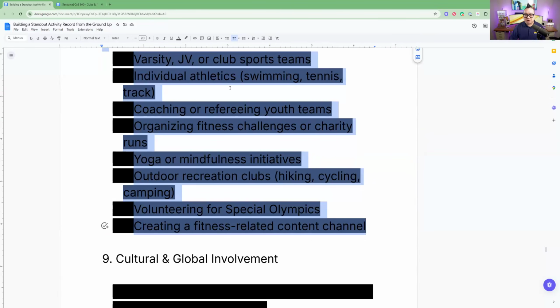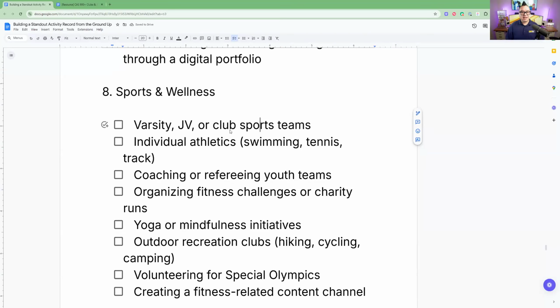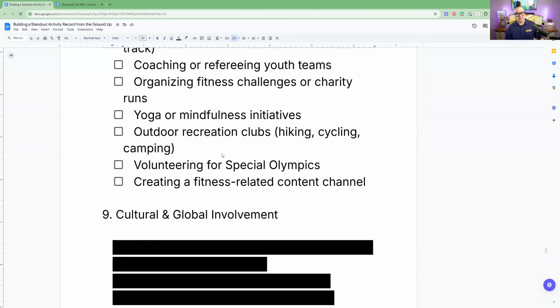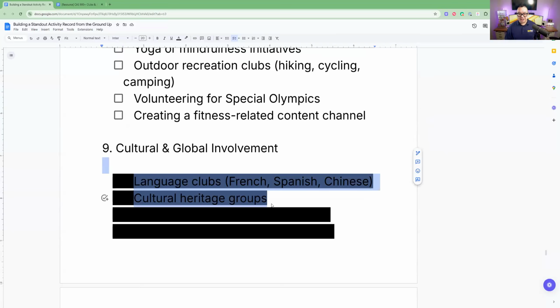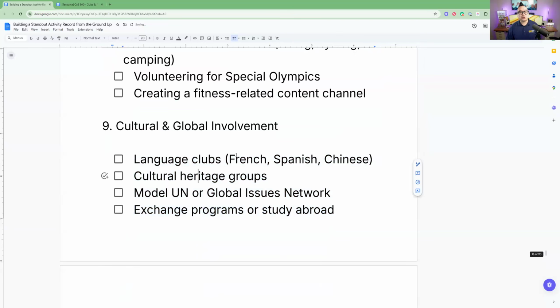Kids who are interested in sports, right? Sports stuff, JV, varsity, club, individual stuff, coaching younger kids, doing fitness challenges, yoga, outdoor stuff, volunteering, creating a channel, and more. This one is cultural involvement, right?